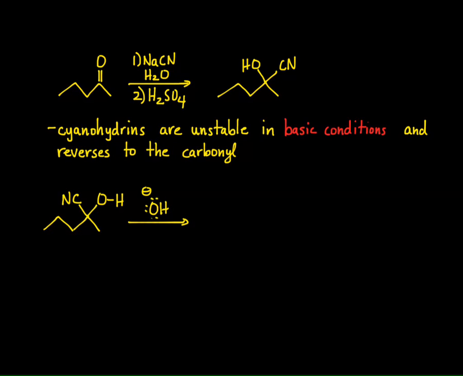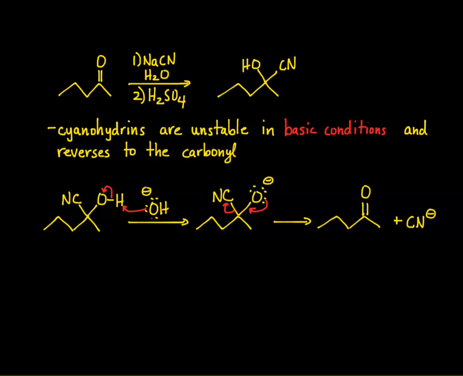Taking a look at the mechanism of that, in basic conditions we have hydroxide. If we're talking about an aqueous solution, the hydroxide can react with the cyanohydrin and essentially deprotonate the OH group, and you now form the alkoxide, which we saw. Now this alkoxide can then reform the carbonyl and kick off the cyanide. So now you have the carbonyl reformed, and cyanide is produced as well.